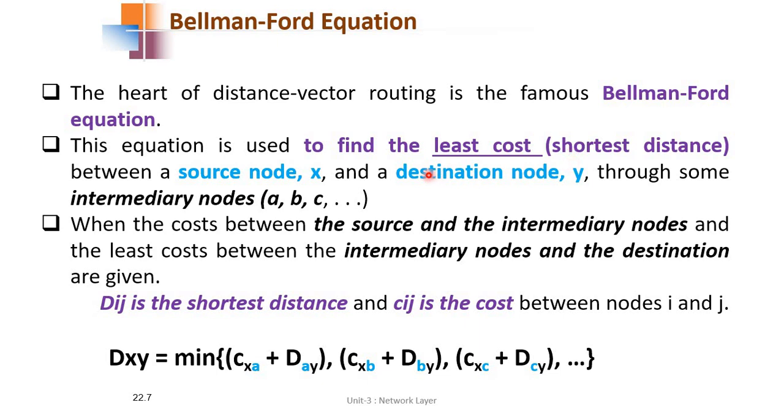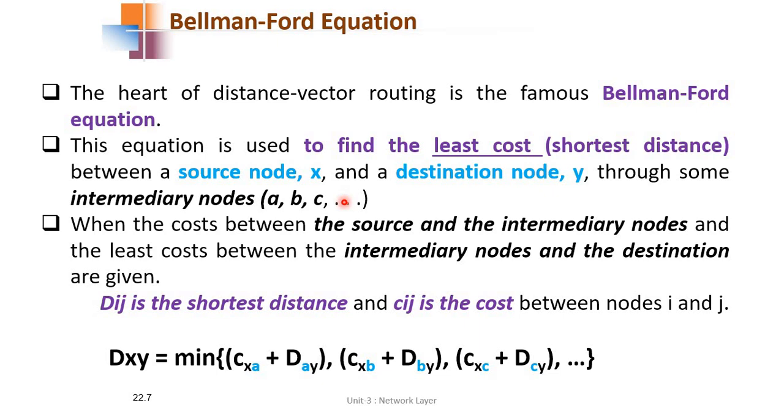So for example, we are going to take the source name as X. We are going to call this source node X. Similarly, the destination we are going to call node Y. Between the source X and the destination Y, we are going to have three intermediate nodes, namely A, B and C. So we have the source X, the destination Y, and the intermediate nodes A, B as well as C.